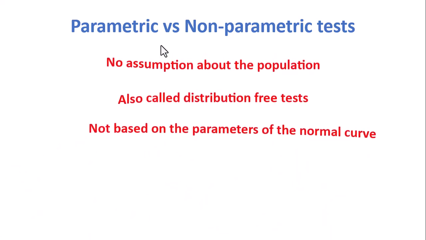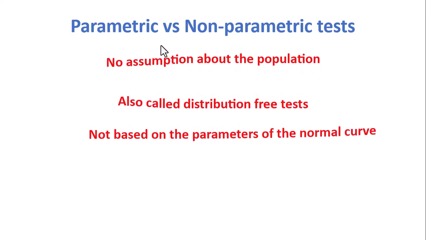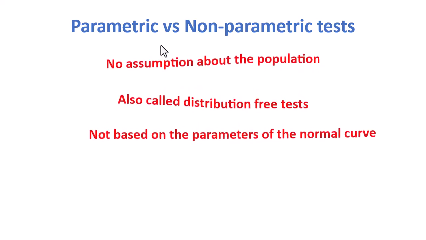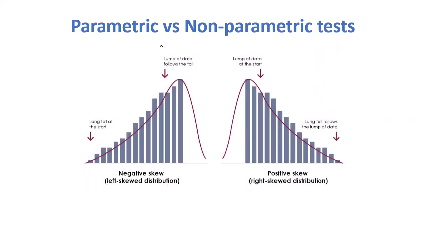That means if the distribution is skewed, you can use a non-parametric test. A skewed distribution can be left skewed or right skewed. In such scenarios, we cannot use the parametric tests. The estimates we shall have gotten will not represent the true population parameter.